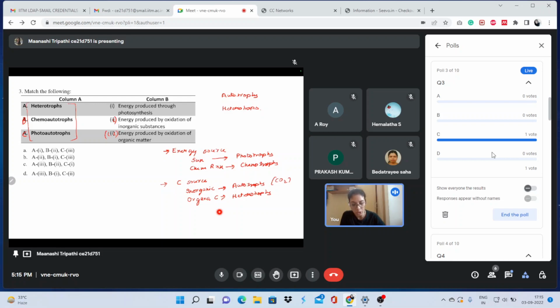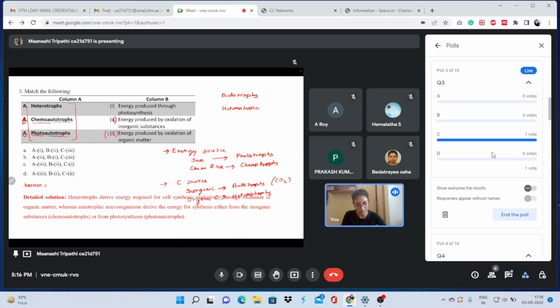Second, chemoautotrophs. So chemo, what is there? Chemo means chemical reactions will be energy source and carbon source will be inorganic. Second is photoautotrophs. Sunlight will be energy source and carbon source will be inorganic carbon. So we'll see the answer. So answer is C.